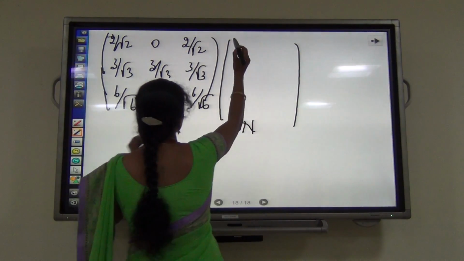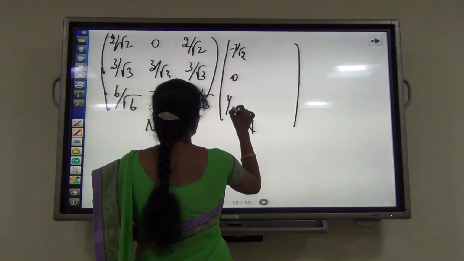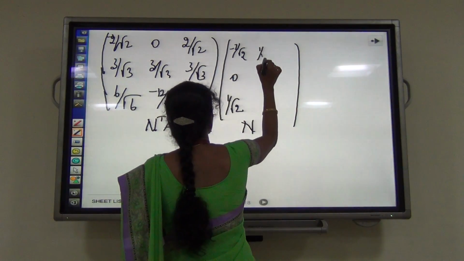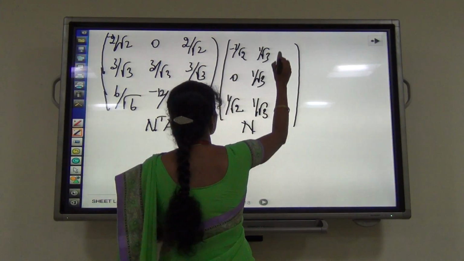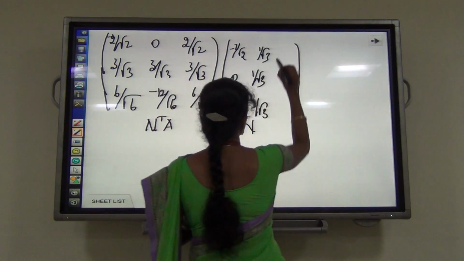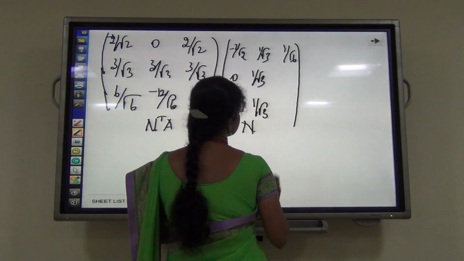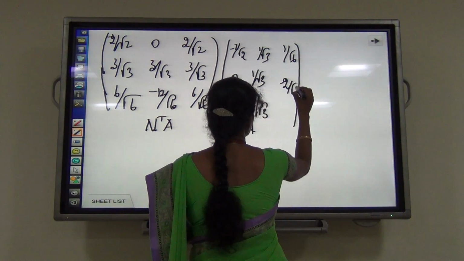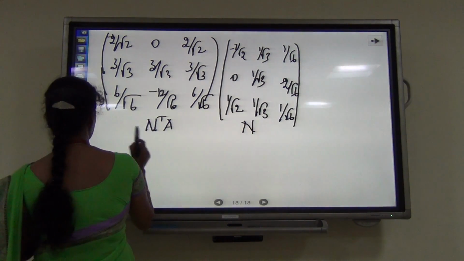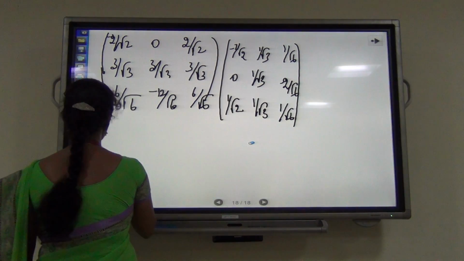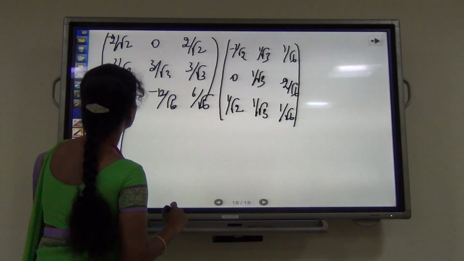What is our n? It is minus 1 by root 2, 0, 1 by root 2, 1 by root 3, 1 by root 3, 1 by root 3, 1 by root 6, minus 2 by root 6, 1 by root 6. So as to multiply this, let us check what we get.